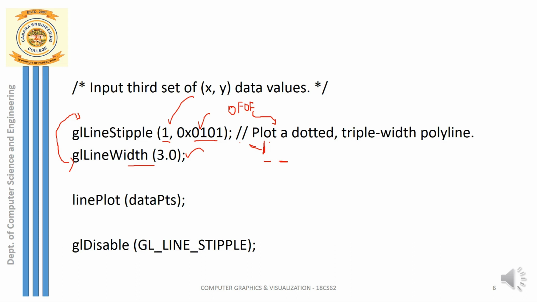Now what I'm going to draw here is a line, but what is the size of the line? It is 3, so tripling the size of the line. The thickness of the line will increase. And here this is a function, linePlot, wherein I'm passing the parameters. This is a user defined function, so I have to pass the exact coordinates, the endpoints for the line.